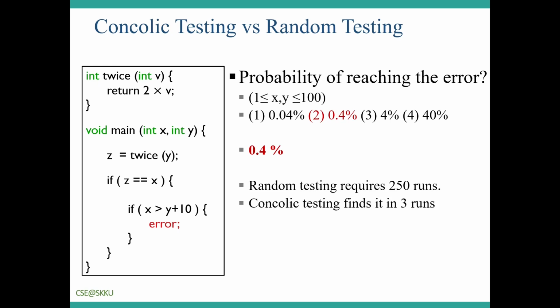The answer is 0.4%, even though the code is quite simple and the input range for x and y is tightly limited between 1 and 100. However, if we use concolic testing, we can discover the error-triggering input in just 3 executions. So now let's walk through the process step by step to see how concolic testing efficiently generates such input.